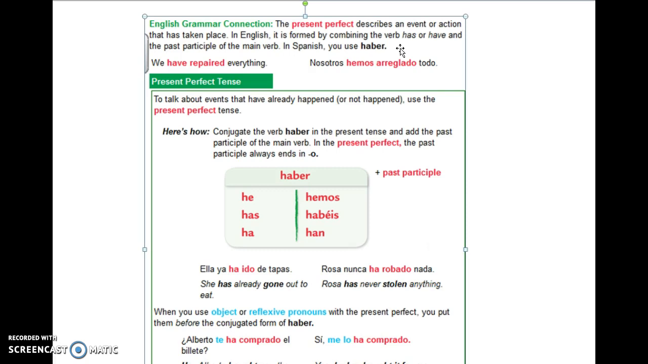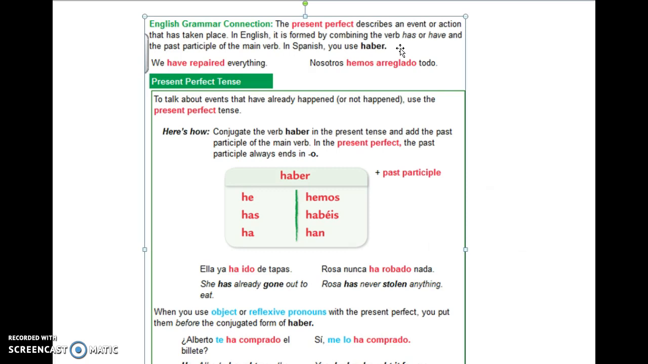In English, we form the present perfect by combining the verb has or have with the past participle of the main verb. So our helper verb in English is has or have. That can be confusing because in Spanish, the helper verb is not the verb tener, which means has or have. We have our own special helper verb, which is the verb haber. You might have seen haber before. It is actually the verb that hay, H-A-Y, comes from, which means there is or there are. We're just using it in a different way, and we're going to conjugate it in the present tense to talk about what we have and have not done.